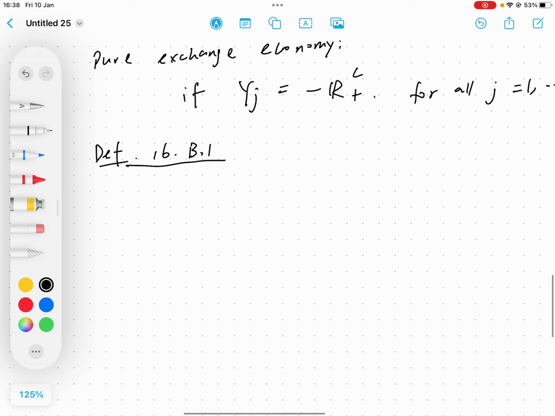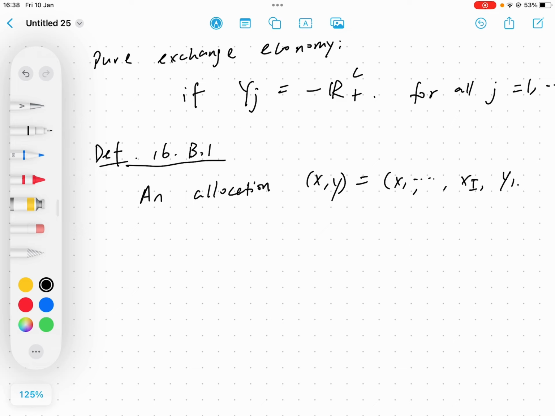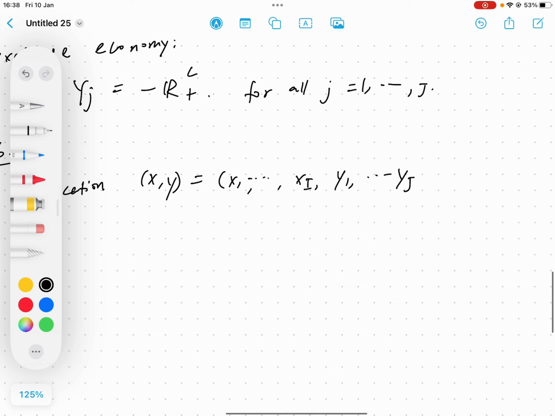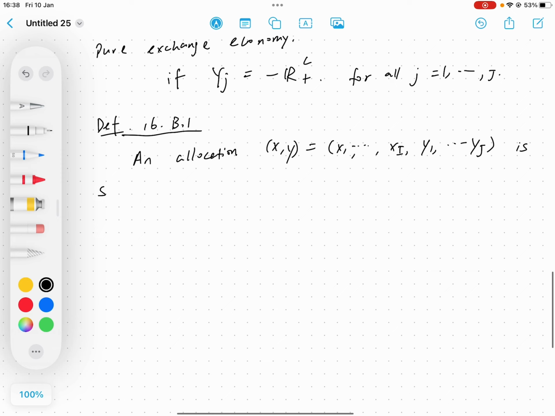say that an allocation (x, y), from x1 up to xI, y1 up to yJ, is a specification of a consumption vector xi for each consumer i from 1 up to capital I.